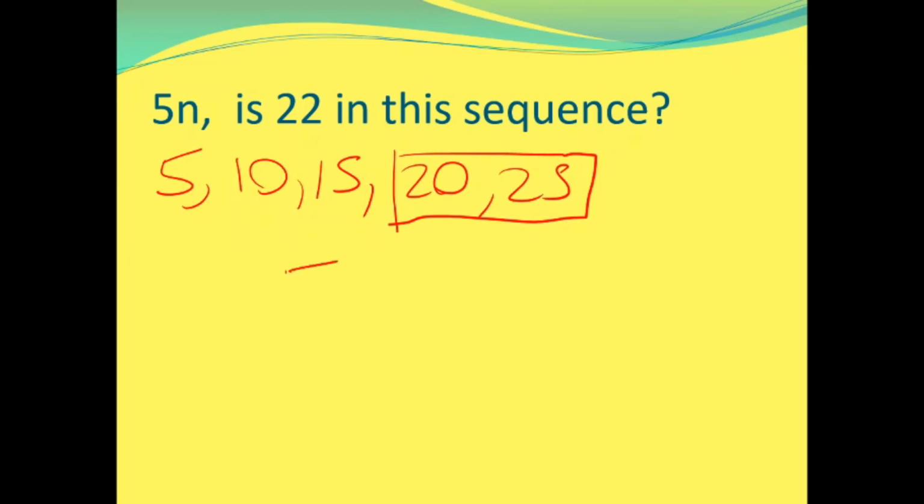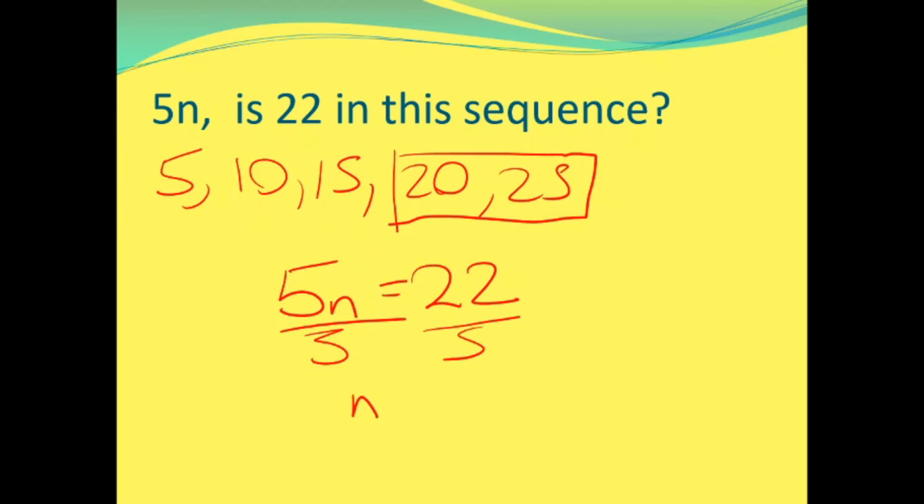But what I want to push you towards is solving it really. We can create an equation. So if I make 5n equals 22, if I solve this and it happens to be a whole number, then I know that 22 is in the sequence. It's an easy one to solve. I just divide both sides by 5. So I've got n equals 4.4. Now, because 4.4 is a decimal, I know that can't be in the sequence. So you'd have to say, no, this is not in the sequence because n is a decimal number.